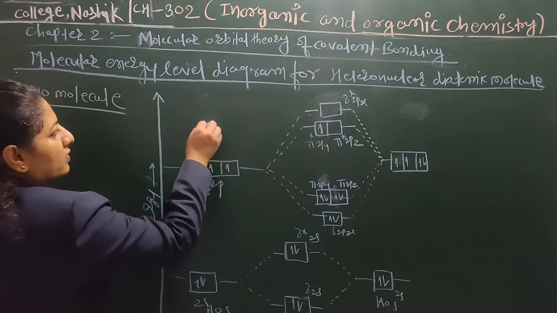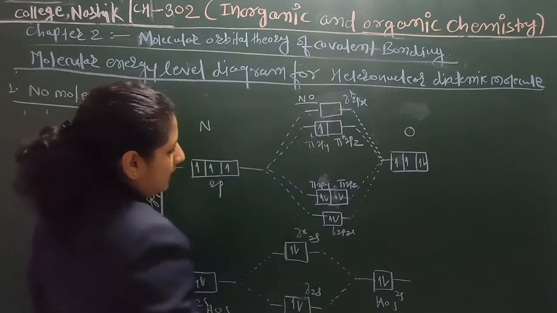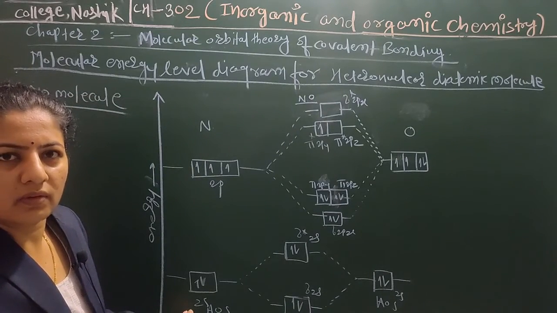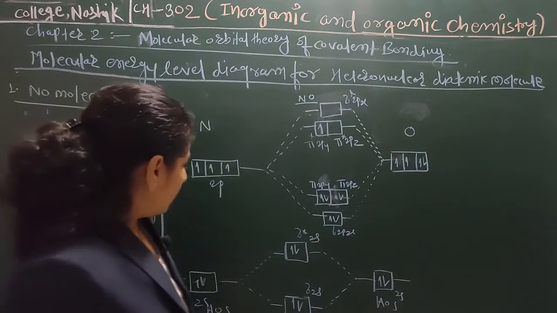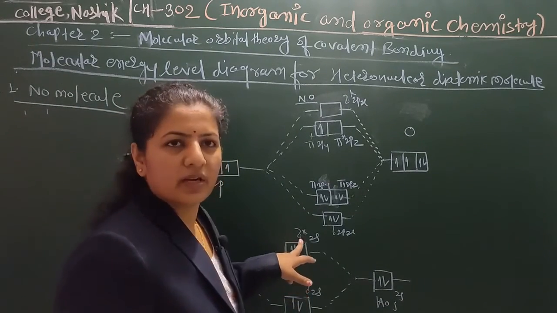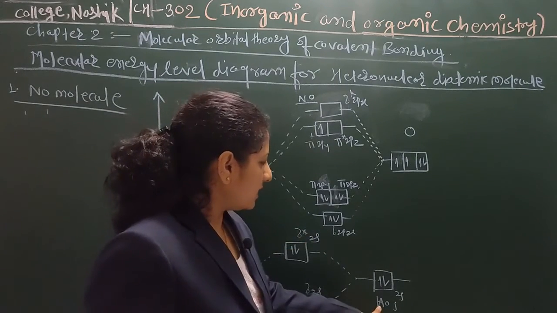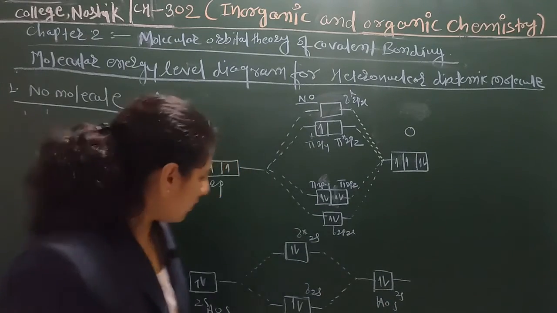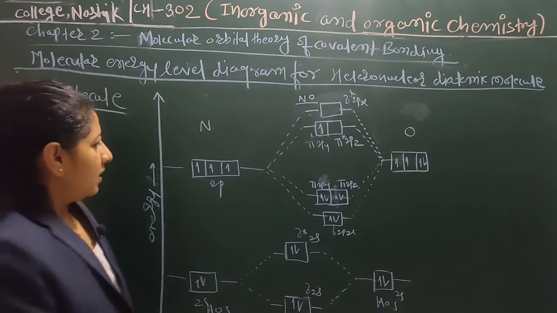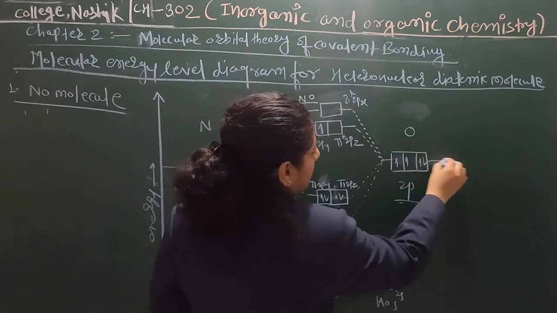Here is nitrogen, this is oxygen, and in the middle is the formation of the NO molecule. These are the 2s orbitals of the respective nitrogen and oxygen atoms. Here, 2 electrons are in the sigma 2s bonding orbital, and 2 electrons are in the sigma star 2s antibonding molecular orbital. Oxygen has 2 electrons, and the 2s atomic orbital of nitrogen also contains 2 electrons. Now what about the 2p orbitals of nitrogen and oxygen atoms?